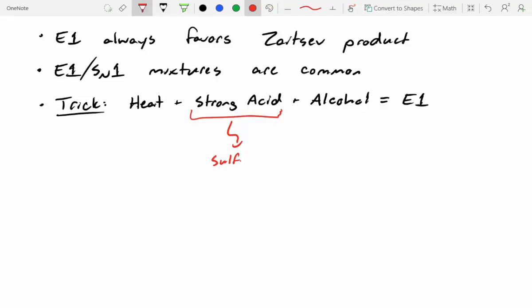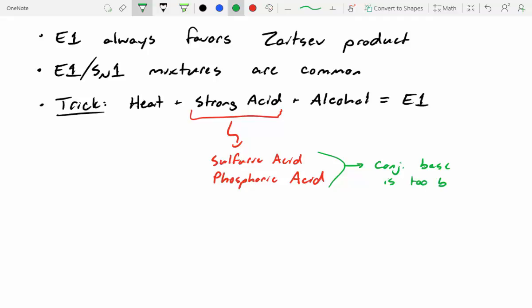The question is, what strong acid is typically favored? Normally you'll do sulfuric acid or phosphoric acid. Why don't we want to use something like HCl in this case? HCl is a strong acid. Yeah, the conjugate base is a good nucleophile, and it might actually do SN1 chemistry as well. The conjugate bases of sulfuric acid and phosphoric acid are super duper bulky. They're not going to add in and do an SN1 product. So the conjugate base is too bulky for SN1.